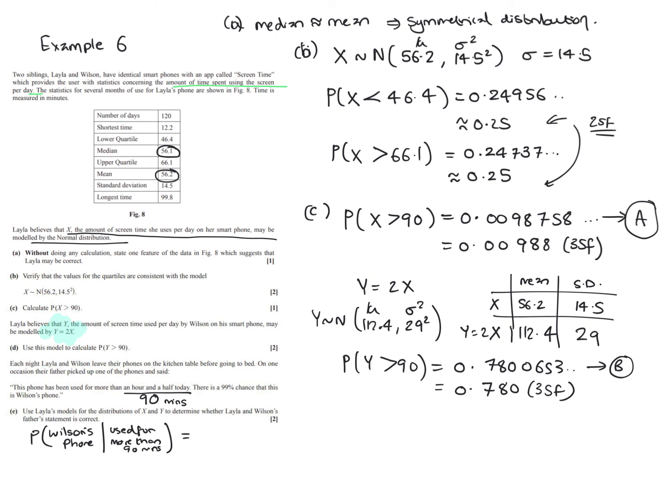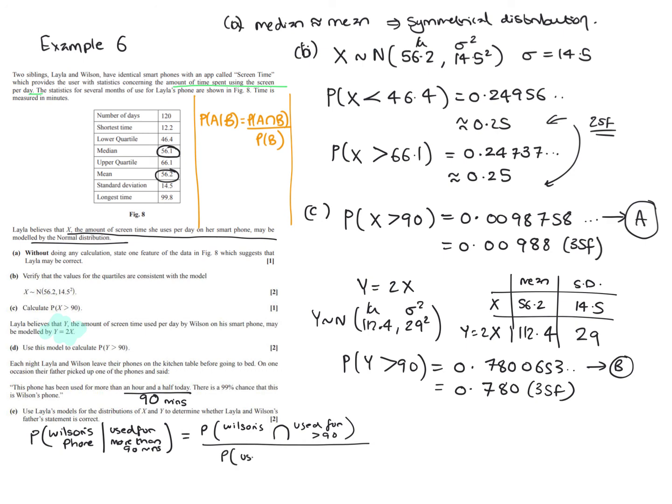Well, we can use the law of conditional probability. I'm going to write that up here in this space. The probability of A given B is the probability of A and B divided by the probability of B. So, putting this into words, this is the probability that it's Wilson's phone and it's been used for more than 90 minutes divided by the probability that the phone has been used for more than 90 minutes. Now, what is the probability that it's Wilson's phone and it's been used for more than 90 minutes? It's 0.7800653, which is what we worked out in this part of the question. Now, what's the probability that the phone has been used for more than 90 minutes?